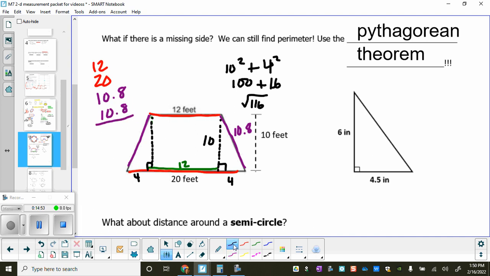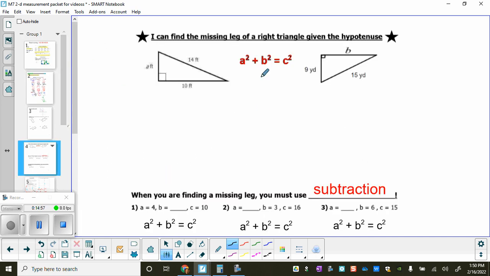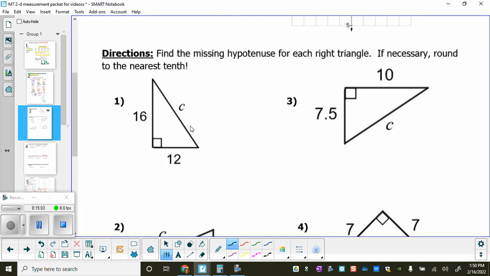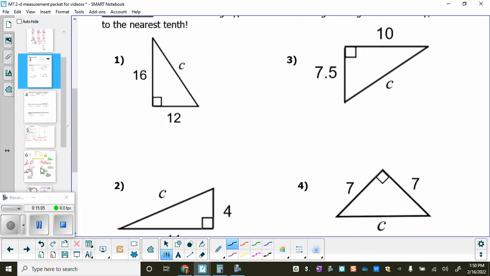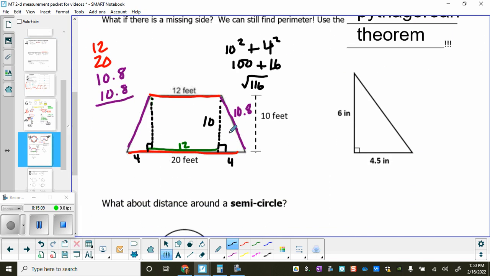So I taught you guys how to use the Pythagorean theorem, okay? Previously, I already taught you that, doesn't matter what shape I give you, with a right triangle you've got the Pythagorean theorem to find a missing side. So you're going to use that tool now to find the missing side of this thing, and then I can come through and find perimeter.